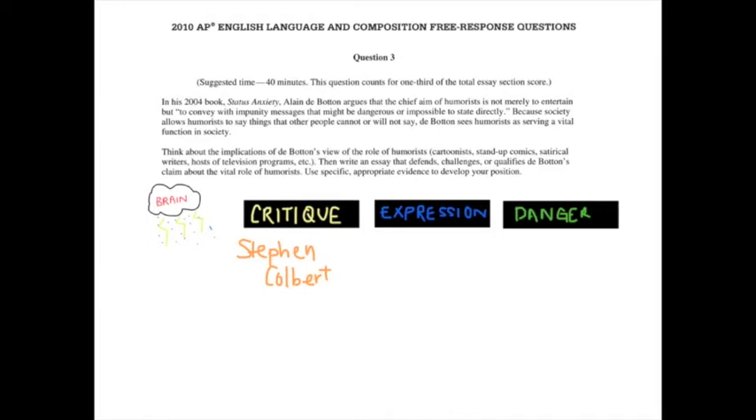Next, I only had one for self-expression. That was David Rakoff. And then third, the Muhammad cartoon controversy will be my dangerous example. And now my job is to turn these 3 pieces of evidence that I have into an argument. And sometimes it's easier to write the argument first and then find examples.